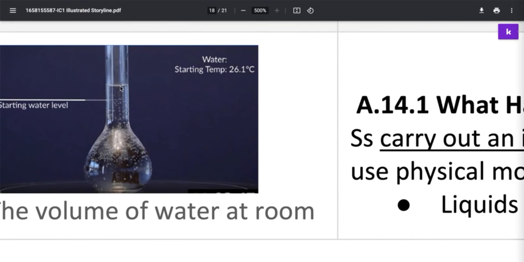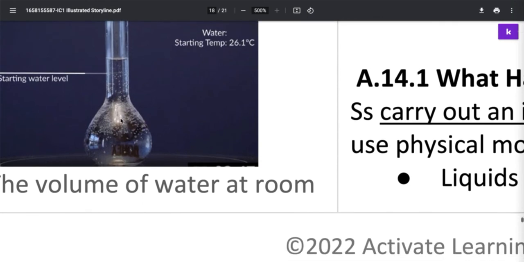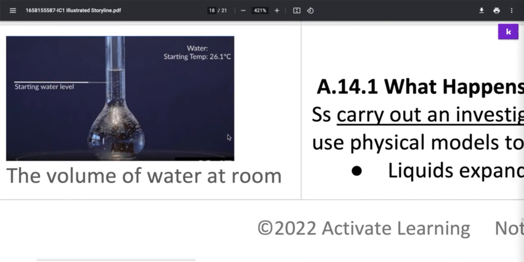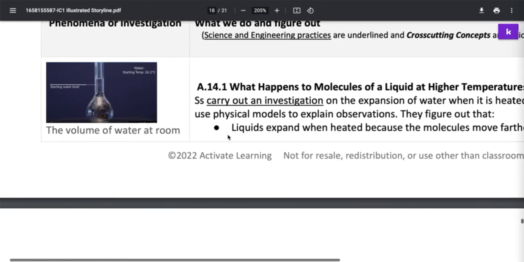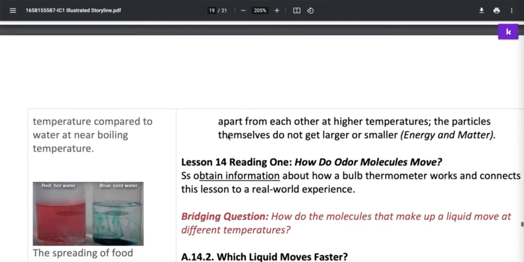So even water expands, not nearly as much as air does, but it still expands. And you put it in cold water, and you'll see it drops down below the line. And so water can expand and contract with temperature as well as air. And so all substances do that, even solids do that as well, just much less.